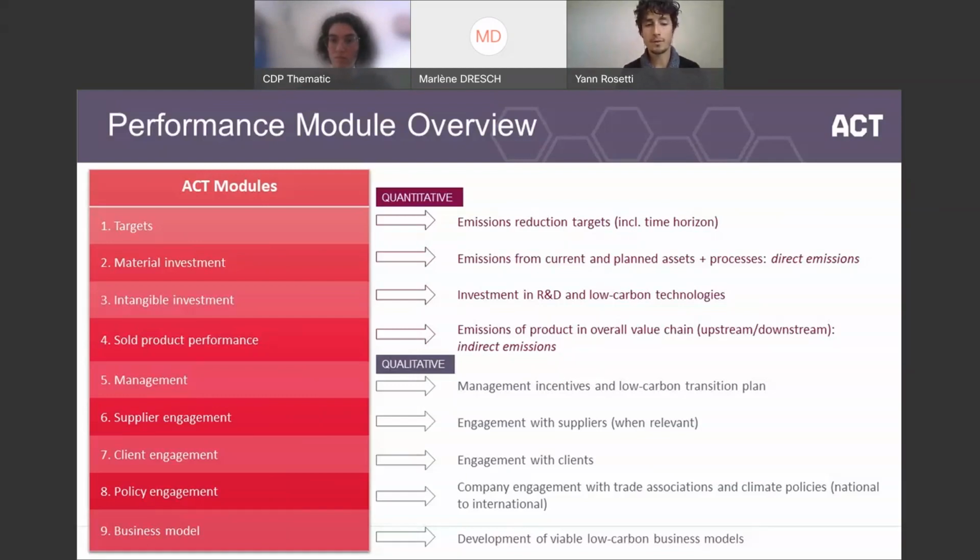Module number 5 relates to the management incentives and low carbon transition plan. Modules 6 and 7 are the engagement with suppliers and clients, respectively. Module number 8, the policy engagement, so the engagement with trade associations and climate policies at different geographical levels, national or international. And module number 9, business models, so the development of viable low carbon business models that are relevant for the sector that is considered. So this is really the construction of the ACT performance scoring, and it's common to all ACT methodologies that are designed.